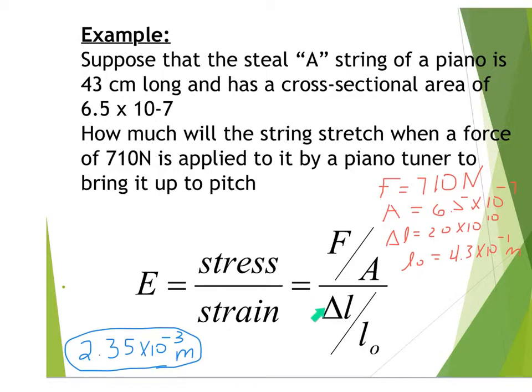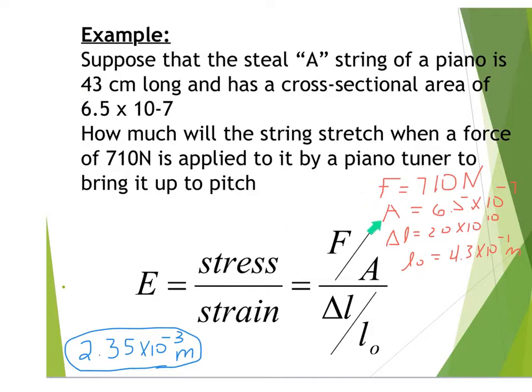Our delta L is the amount by which the length of the object is changed. In this case, this comes back to this being steel, and it's from our previous slide, and it's 20 times 10 to the 10th. And L sub O is the original length of the object. In this case, it is 4.3 times 10 to the negative 1 meters. Remember, we changed the 43 centimeters to meters.